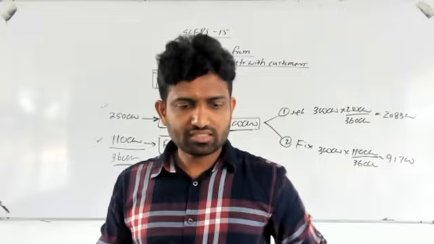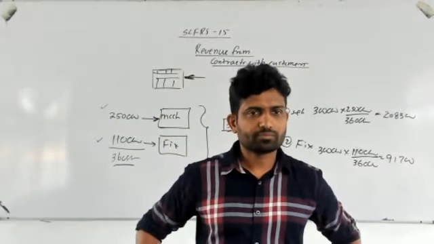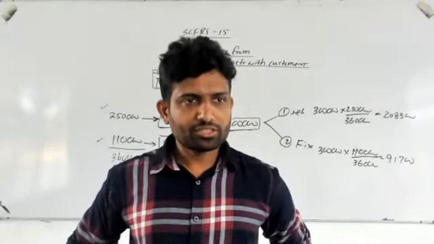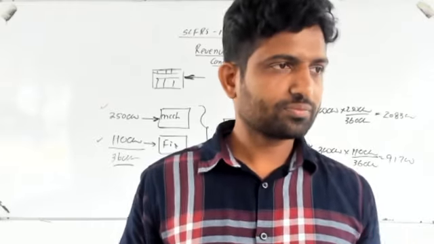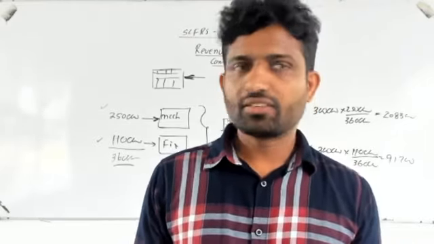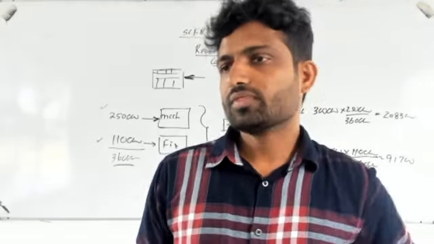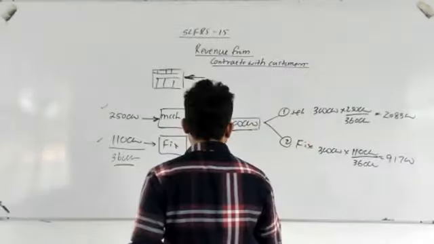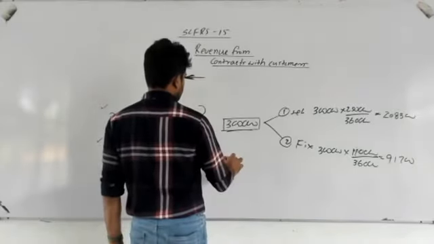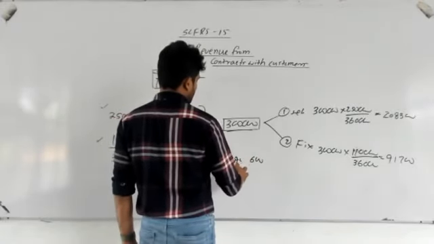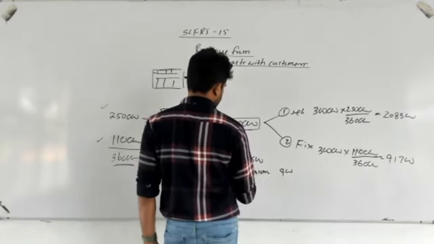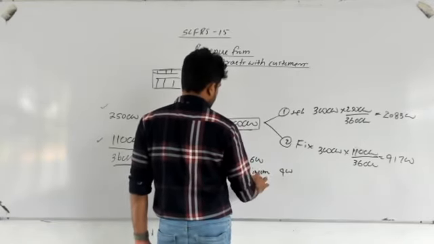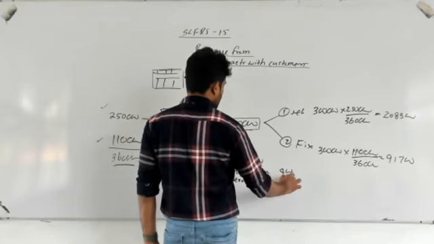Cash account debit 600,000. Sales income credit how much? Sales income credit 400,000. Service income credit 100,000.